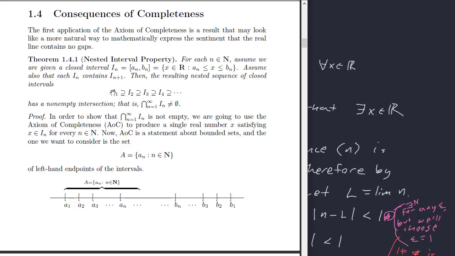if we basically create a set of nested closed and bounded intervals. So for each n in N, assume we are given a closed interval I_n, a_n to b_n, and assume that each I_n contains I_{n+1}. Then the resulting nested sequence of closed intervals, I1, which contains I2, which contains I3, which contains I4, has a non-empty intersection. That is, this countable intersection of these intervals is non-empty.